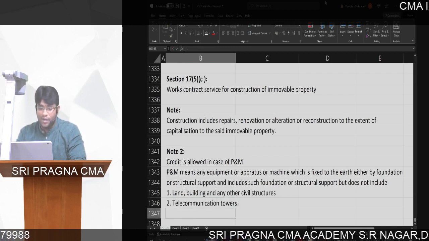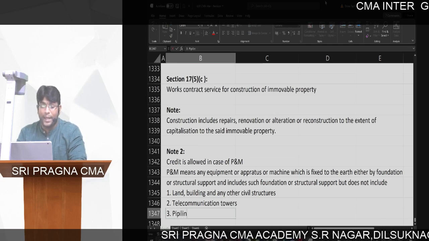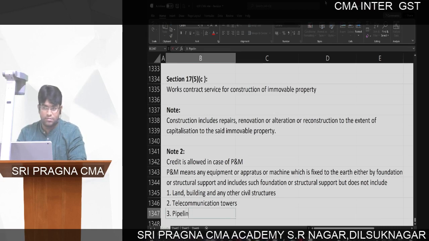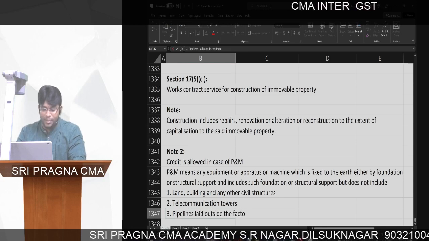Telecommunication towers, for telecommunication towers also credit is not allowed. Last one, pipelines laid outside the factory premises.